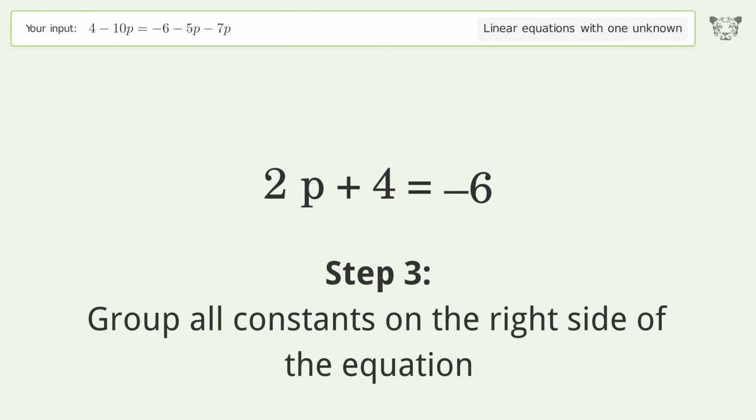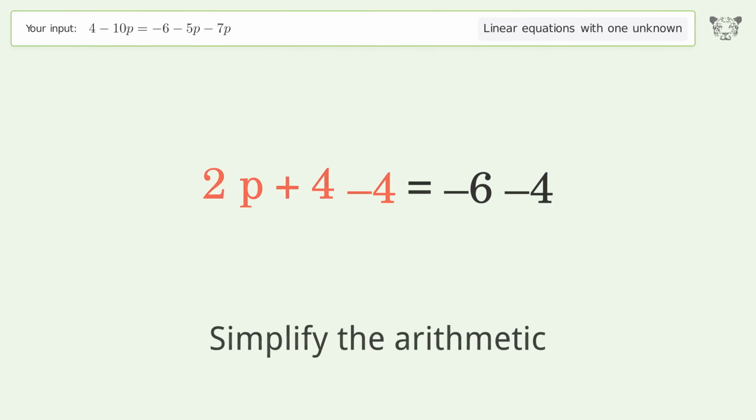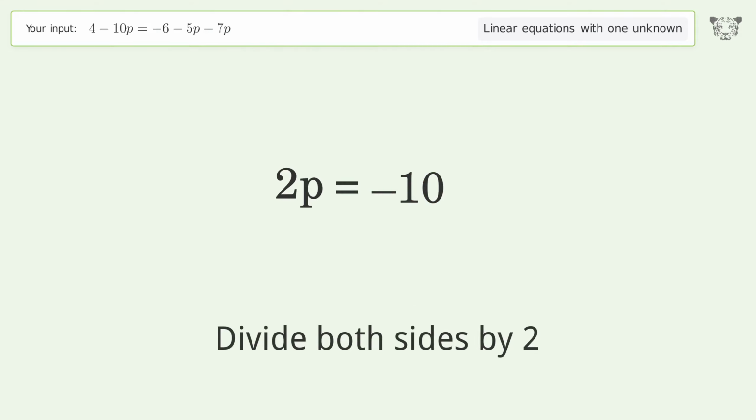Group all constants on the right side of the equation. Subtract 4 from both sides. Simplify the arithmetic. Isolate the p. Divide both sides by 2.